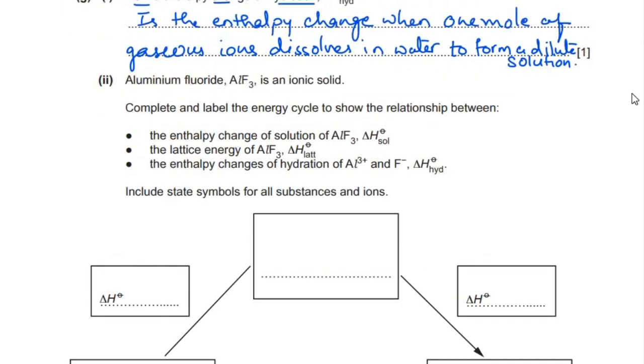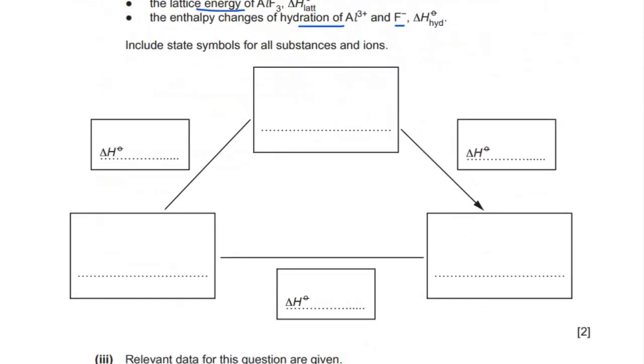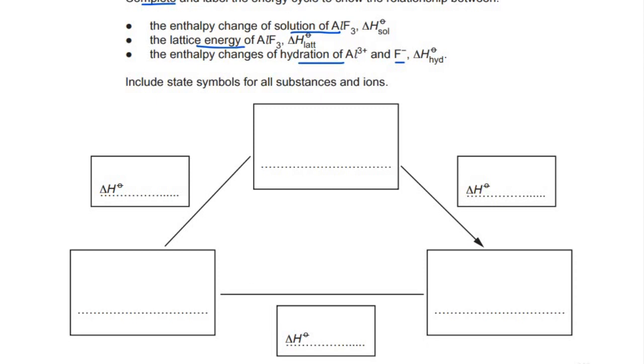Let's see what is next waiting for us. It says aluminium fluoride, AlF3, is an ionic compound. Complete and label the energy cycle to show the relationship between the enthalpy change of solution of AlF3, that is aluminium trifluoride, lattice energy of aluminium fluoride, and enthalpy change of hydration of Al3+ and F- ions. Now what they have done here is they have given you 3 boxes. They have given you the enthalpy change and there is only one arrow given. Now if we are talking about one arrow, we should know what is going to make what.